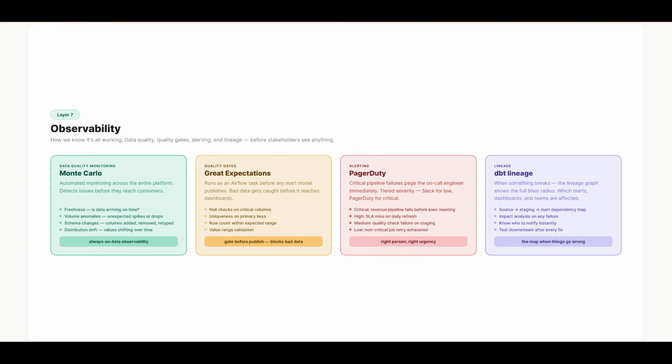Observability: Monte Carlo monitors data quality, freshness, volume anomalies, and schema changes. Great Expectations runs data quality checks as an Airflow task before any mart model publishes. PagerDuty for critical pipeline alerts. dbt's lineage graph is the map when something goes wrong.